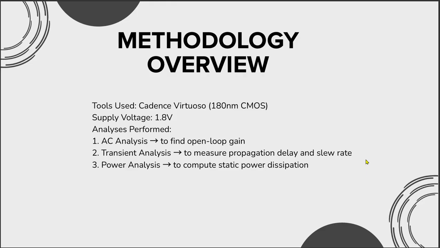I used Cadence Virtuoso as the simulation platform. The technology used was 180 nanometer CMOS and the supply voltage was 1.8 volts. I performed three main types of analysis. First is AC analysis, which I use to calculate open loop gain and observe frequency response. Second is transient analysis, which I use to measure propagation delay and slew rate, which are very important for comparator operations. And third is power analysis to calculate static power consumption.